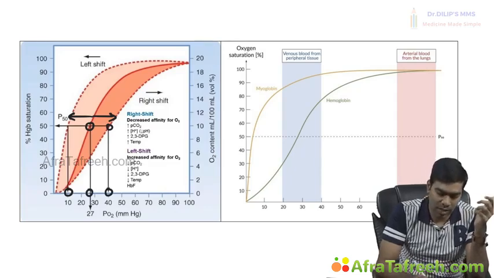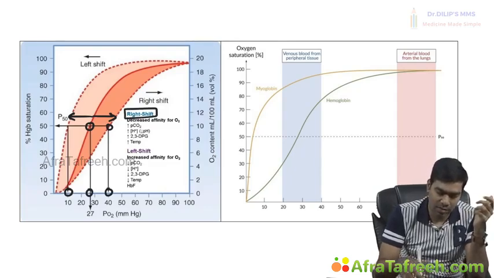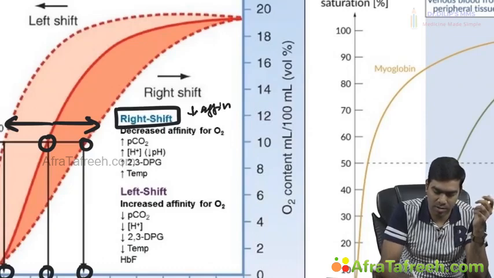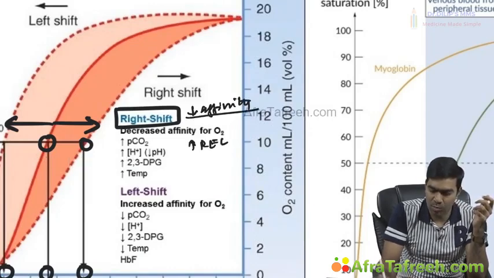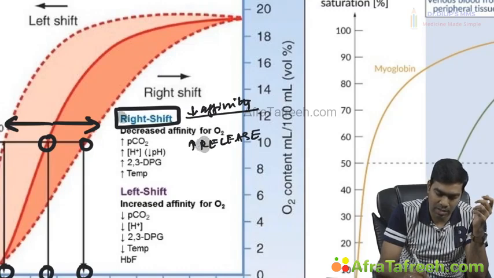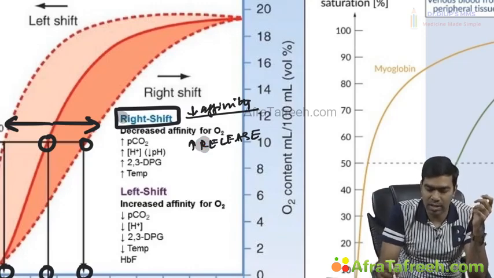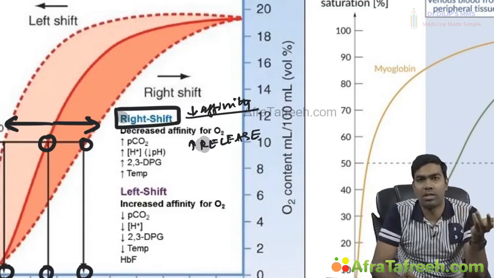Whenever it shifts to the right, there is reduced oxygen affinity, which means there is increased release. That's a mnemonic I tell a beginner to start with: R for right means release. Right means release. That is very important. So what are the conditions that cause the oxygen curve to shift to the right?